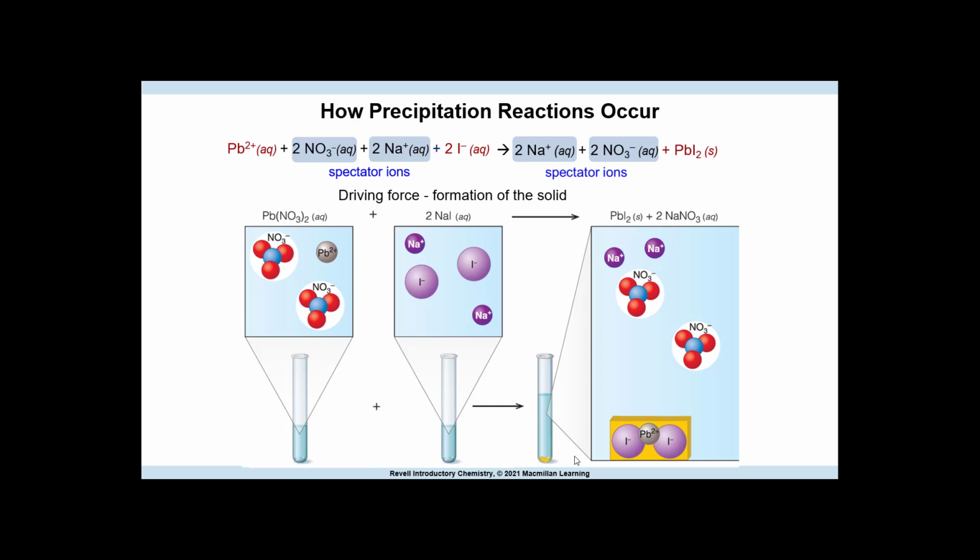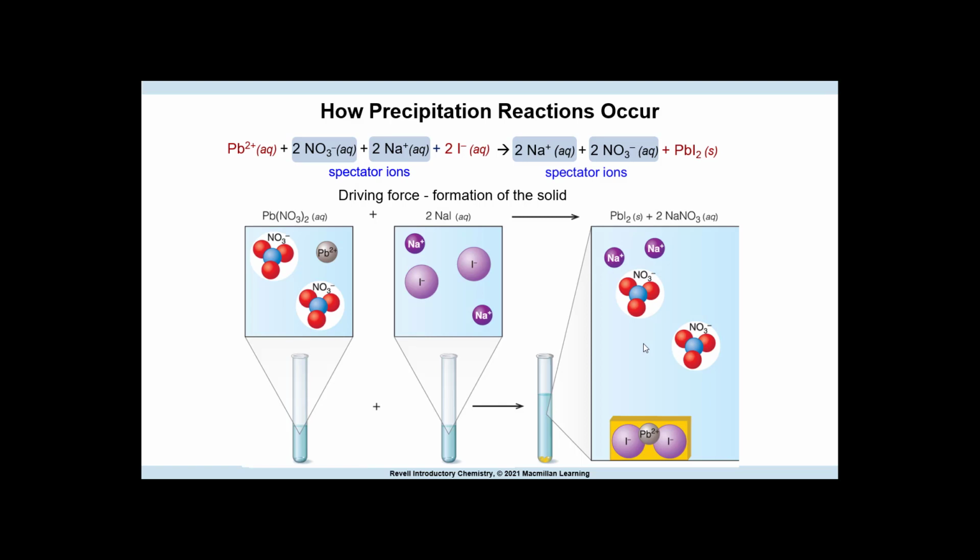So before the reaction, all four ions are present in solution. After the reaction, lead iodide is a solid, but the other two ions, which is what you see here, sodium and nitrate, are present in solution. In this reaction, notice that while sodium and nitrate are present, they don't actually react. They are the same before and after the reaction. These ions are called spectator ions. They are present in the precipitation reaction, but not directly involved.